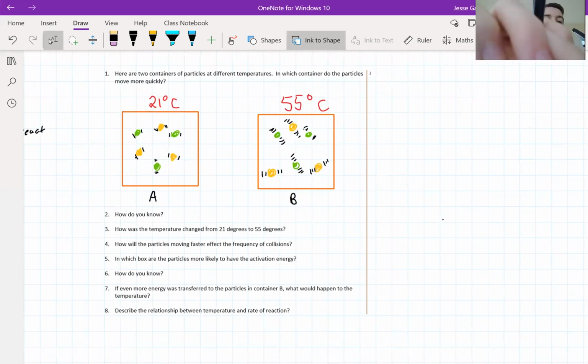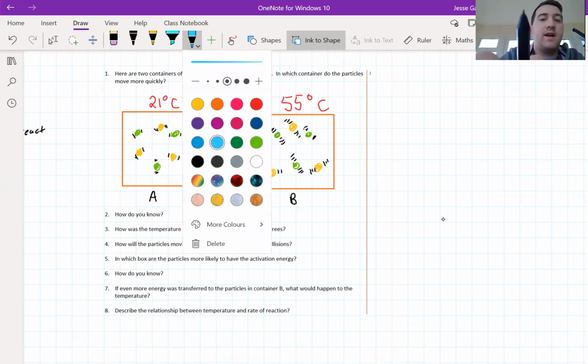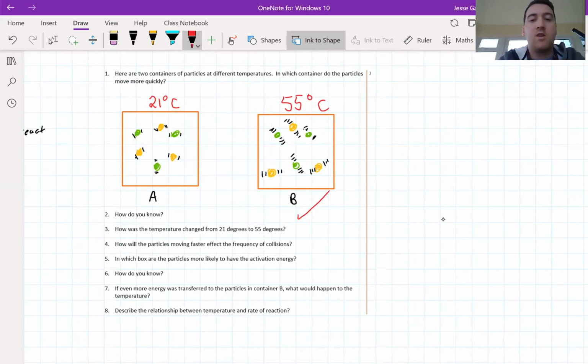Okay, so let's have a look at what you've got. Two containers, the particles are at different temperatures. It says, in which container will the particles move more quickly? The correct answer here is B. Particles move more quickly in B. So well done if you said B. How do you know? Well, the particles are at a higher temperature.